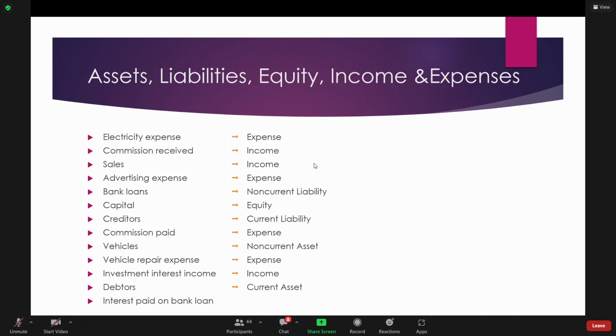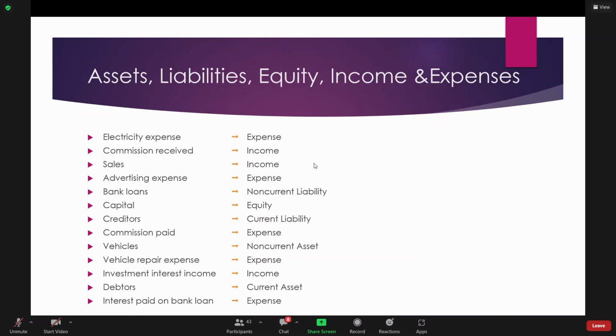Then interest paid on bank loan. Now we have taken a bank loan, a liability, and now we are paying the interest. What is that? Expenses. Now we have a liability, so interest is now being paid. Is it an expense? Yes, sir. It is an expense. Yes.